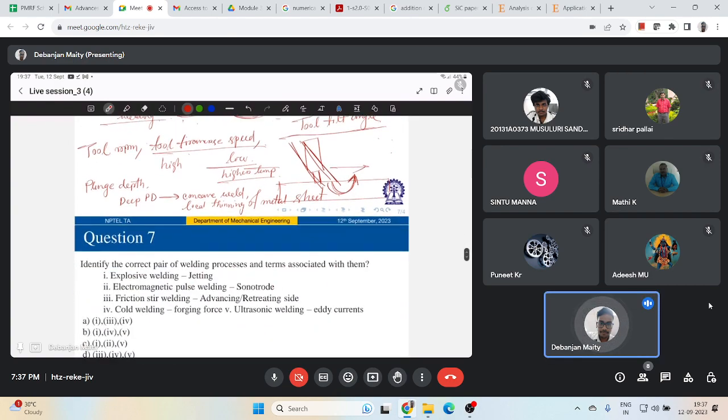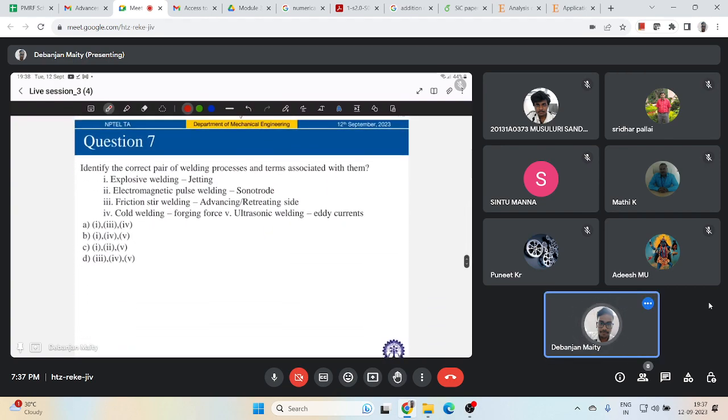Okay, so just go through these questions and tell me the answers. I have talked a lot about different kinds of techniques and their mechanisms, so you need to identify the correct pair of welding process and terms associated with them. One more thing: electromagnetic pulse welding I have not touched upon. So let me give some time for this electromagnetic pulse welding.